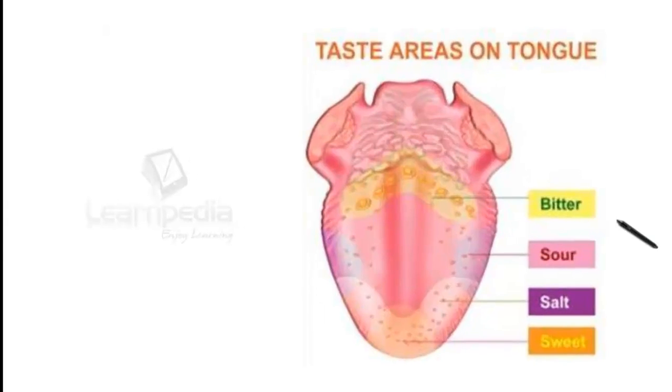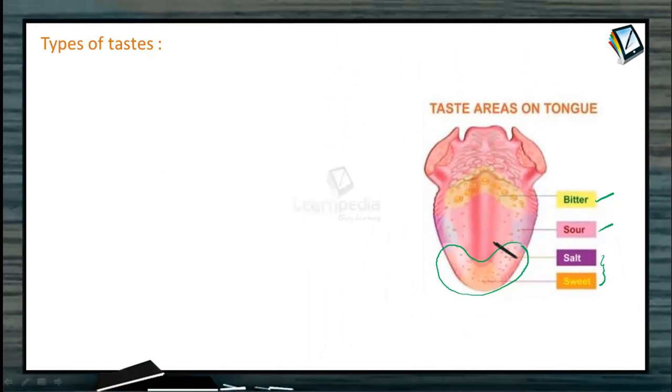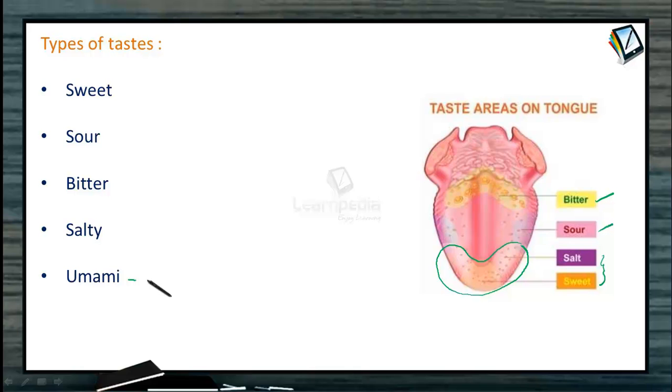Let us see the taste areas on the tongue. In the base of the tongue, this is the area for bitterness. We are able to taste sourness in the margins of the tongue. And the taste areas of salt and sweet are almost overlapping in this part. So all these together are called primary tastes. They are sweet, sour, bitter, salty, and recently a fifth taste was discovered by the Japanese. It is called umami taste. It is nothing but a meaty taste.